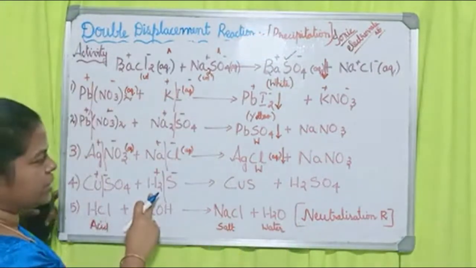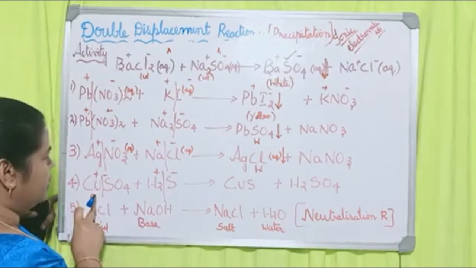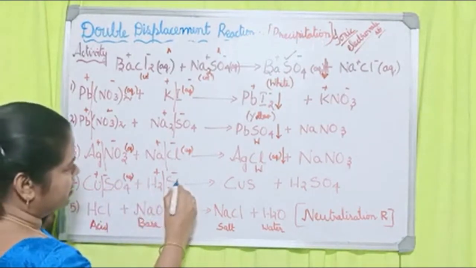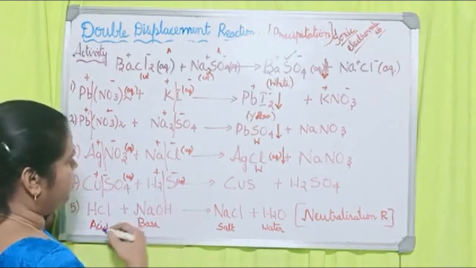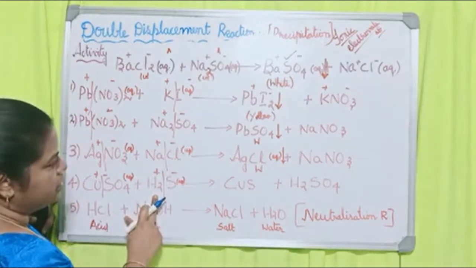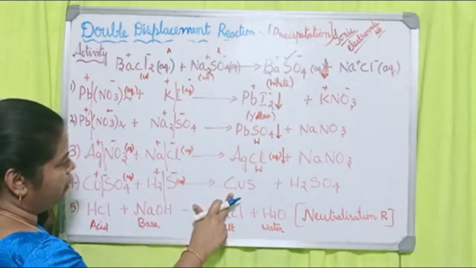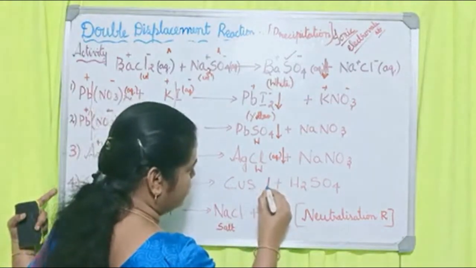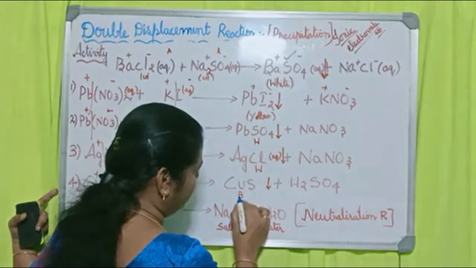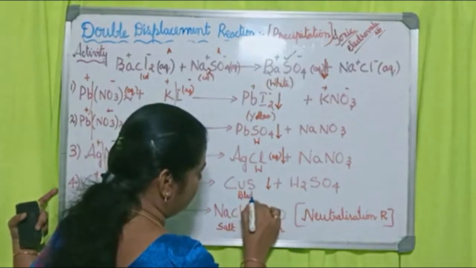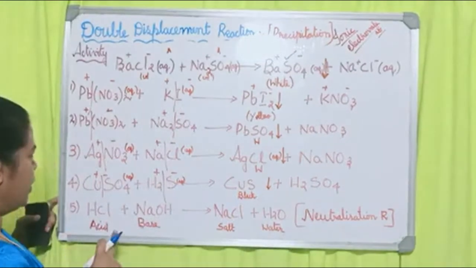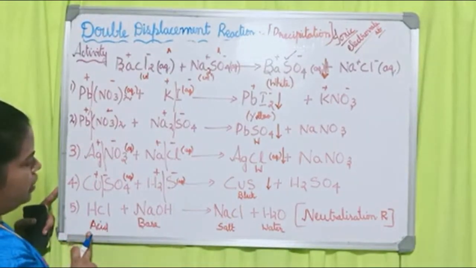Copper sulfate plus hydrogen sulfide. Copper sulfate is aqueous, and hydrogen sulfide will also be in aqueous form. Copper sulfate plus hydrogen sulfide gives copper sulfide plus H2SO4. This is a precipitate and it will be black in color. A black colored precipitate will be formed. You can study any two examples. Okay, the last one, acid.